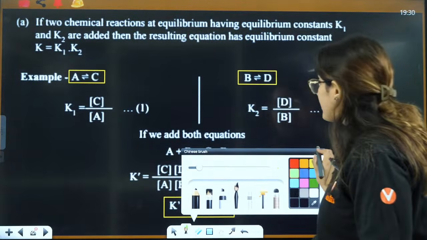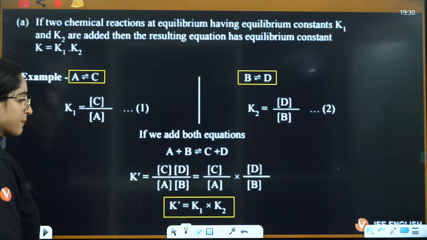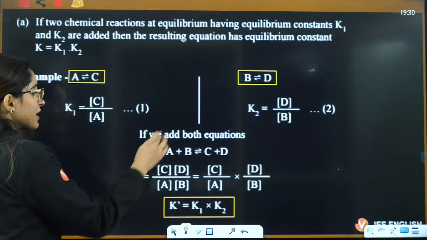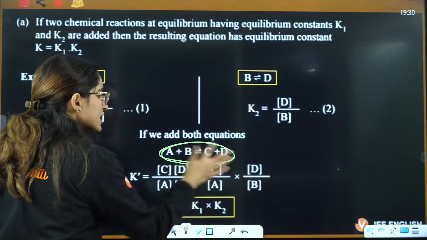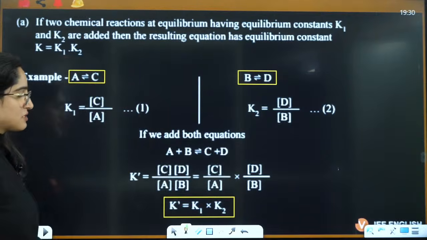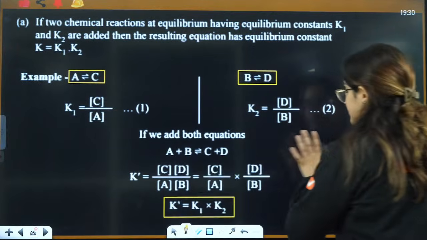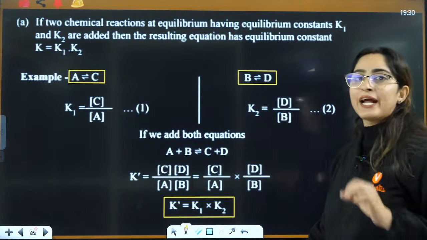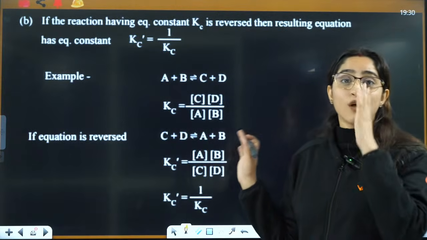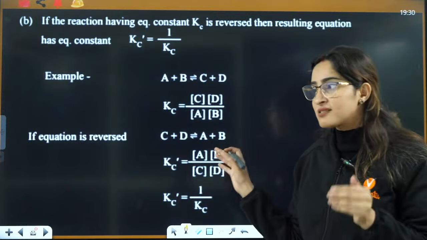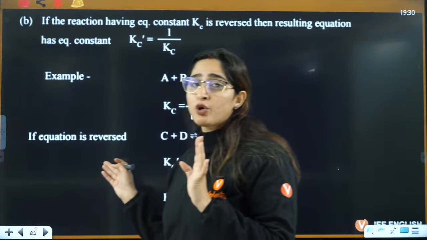Why will they be multiplied? If you see here, K1 is equal to product by reactant, and K2 is equal to product by reactant, that is D by B. When you multiply K1 into K2, you get CD by AB, which is nothing but the equilibrium constant when you add these two reactions, that is product by reactant concentration. So when you add two reactions, their equilibrium constants are multiplied with each other to give the new equilibrium constant. This is one of the simplest concepts you have for JEE Mains, and if they ask you questions from here and you are still not able to do it, then it will be your mistake.